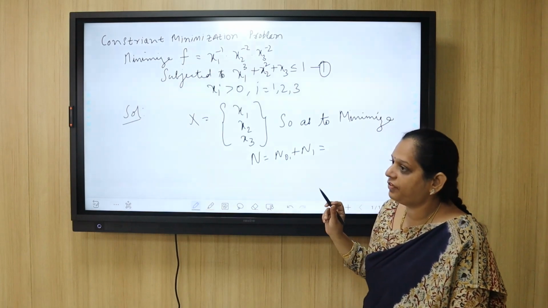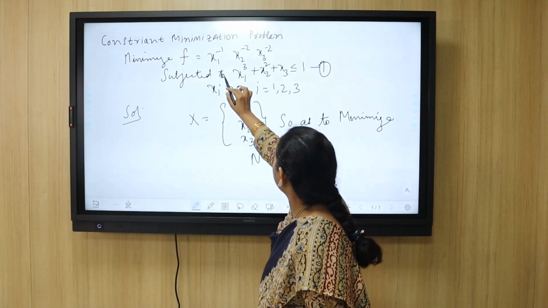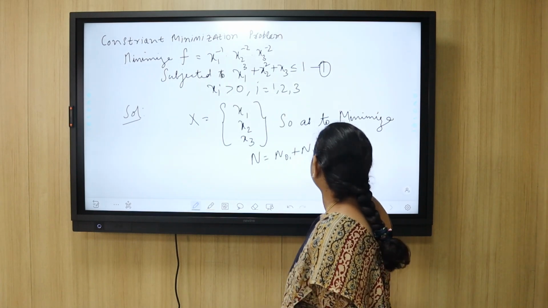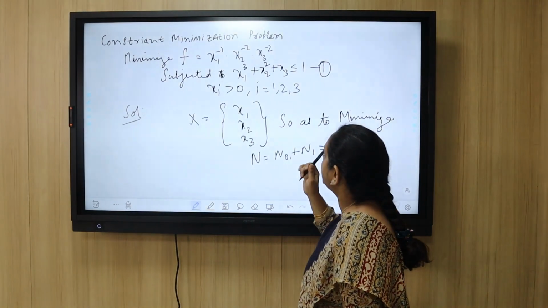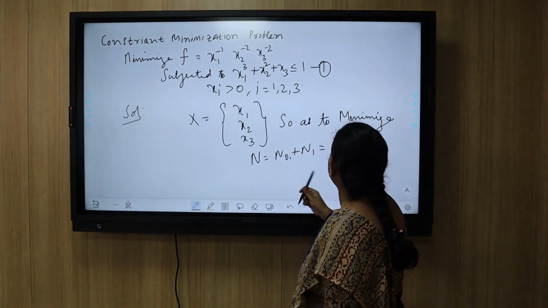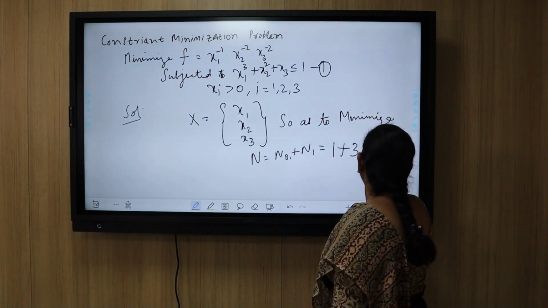If there is a constraint 3, we consider it as n3. So how many functions in the objective function? Only one function. So 1 plus how many functions in the constraint? 1, 2, 3. 3 functions are there. So we consider it as 3. So N is equal to 4.